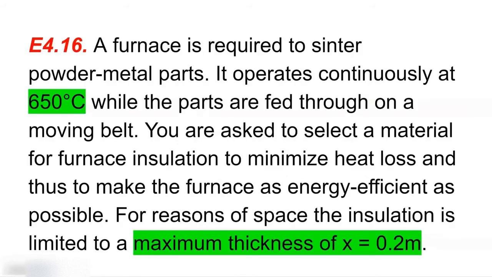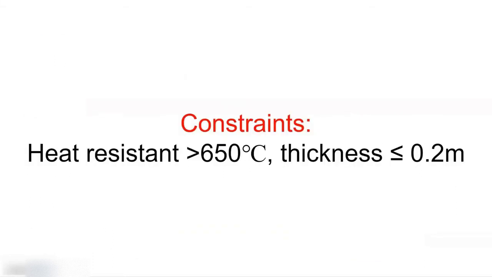Now, we are going to determine the constraints. From the text, we can see that the furnace is going to operate at 650 degrees Celsius and the thickness of insulation should not exceed 0.2 meter. Thus, we can say that the constraints of the material are: it should have a heat resistance greater than 650 degrees Celsius and a thickness of less than or equal to 0.2 meter.